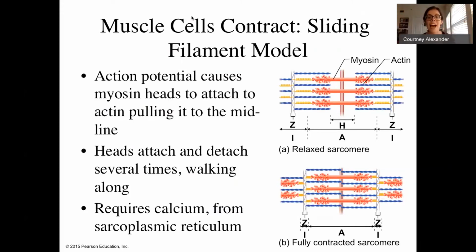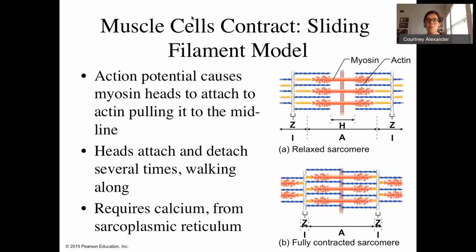We call that sliding filament. We say muscle cells contract via the sliding filament model. So the myosin heads are going to reach up and they're going to grab onto the actin and pull them to the middle. And they're going to do this several times: attach, detach, pull, attach, detach, pulling the actin into the middle, like pulling a rope. This pulling requires calcium too. Calcium is so important, isn't it?